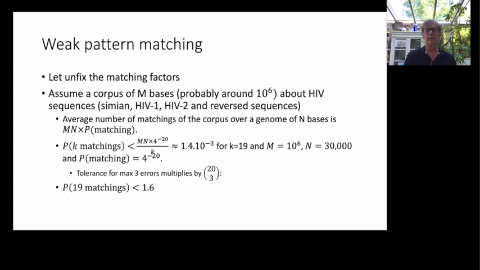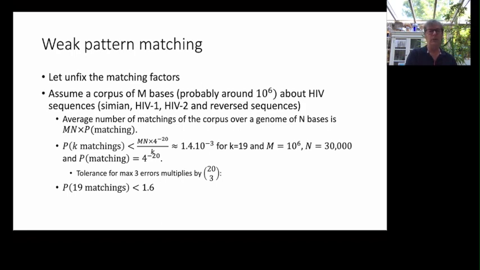They were not very short, not in important places, and let's assume that you unfix a matching factor, and some people decided to use the whole corpus of HIV sequences, probably of around 1 million bases. Because in the matching you can find many sequences about simian IV, human IV, IV1, IV2, and also the reverse sequence, for strange reasons.